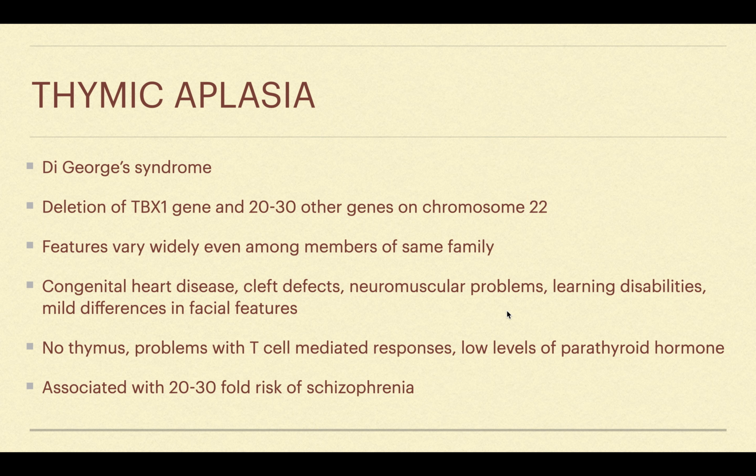It's associated with some congenital heart diseases, cleft palates, cleft defects, neuromuscular problems, learning disability, and mild differences in facial features. What's more problematic is there's no thymus, and T cells are produced in the thymus. So there are going to be problems with the immune responses, the T cell mediated responses. It's also going to have low levels of parathyroid hormone, so there are problems with calcium balance in the body. And this is also associated with a 20 to 30 fold risk of schizophrenia.